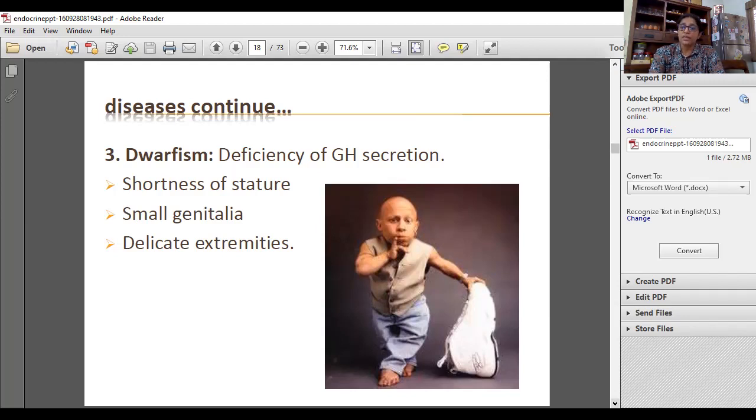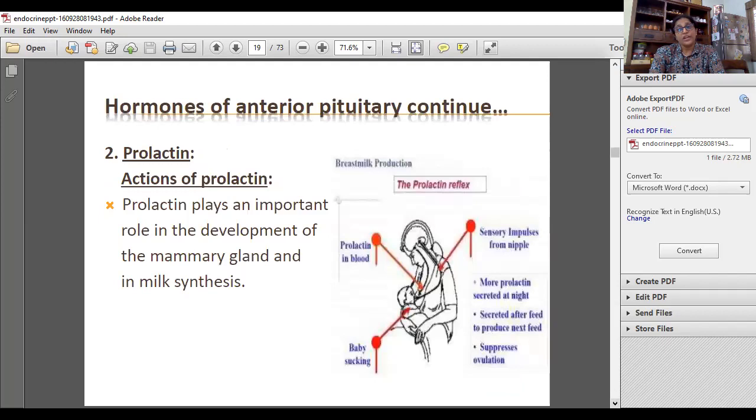Another thing is very important: if we really want to overcome this dwarfism, this growth hormone deficiency has to be identified and proper hormonal therapy has to be done before the fusion of the metaphysis of the long bones. That is somewhere before 18 years of age, so as to overcome this.